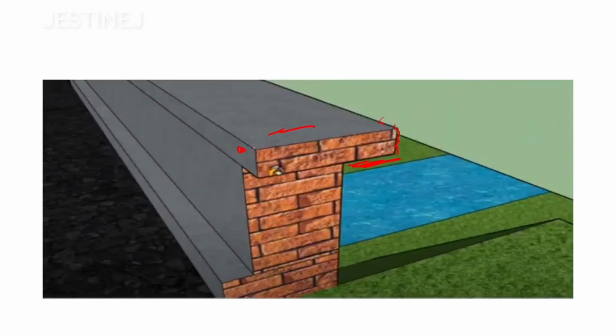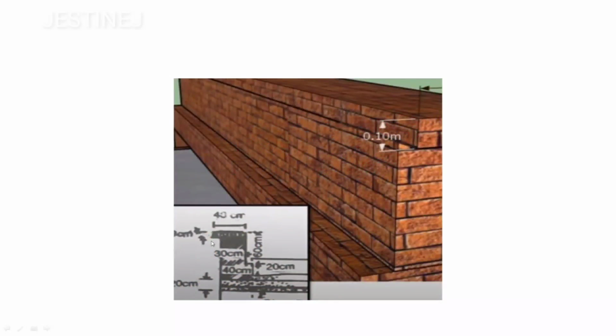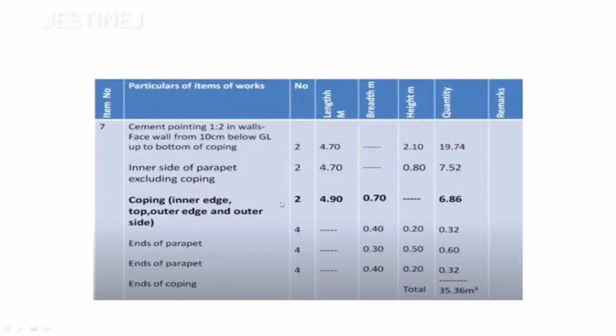If you observe clearly, you can find out that this height is going to be 0.1, then again 40, then again 10, then again 10. So you will get the total. The length will be different, that is 4.9. The coping length is going to be more, and the breadth is going to be 0.7, you have to take. Okay, so you'll get this value. Fine. Then the ends of parapet, that we will consider next.